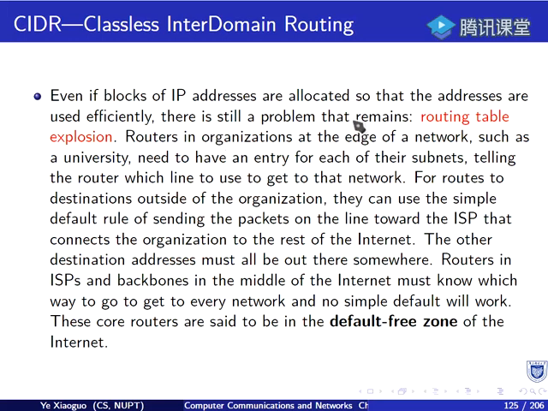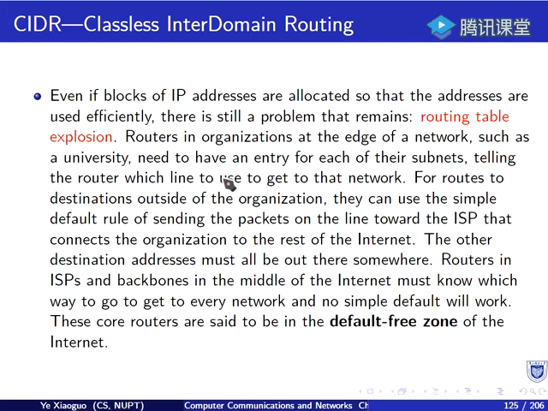Even if blocks of IP addresses are allocated so that the addresses are used efficiently, there is still a problem that remains: routing table explosion. Routing table explosion means the number of entries in the routing table becomes very large with the increase in the number of networks. That will make the network run with very low efficiency. So routing table explosion should be avoided.